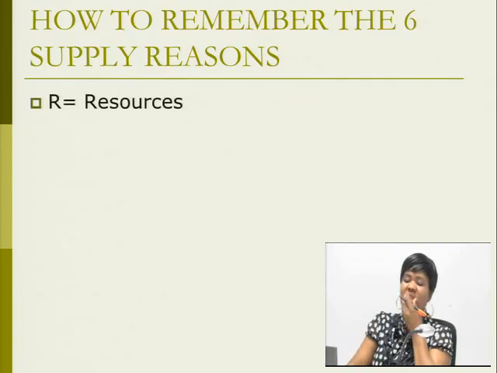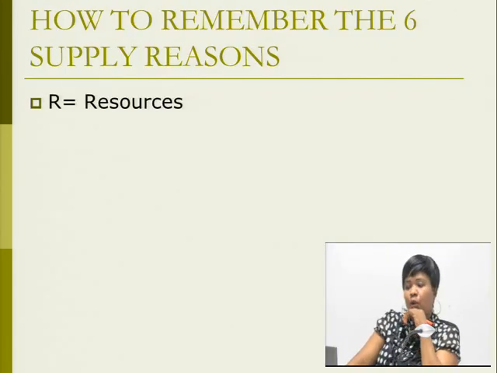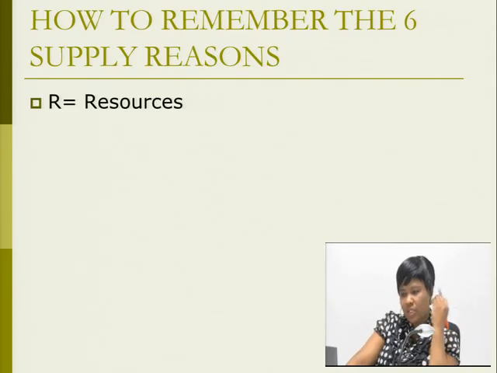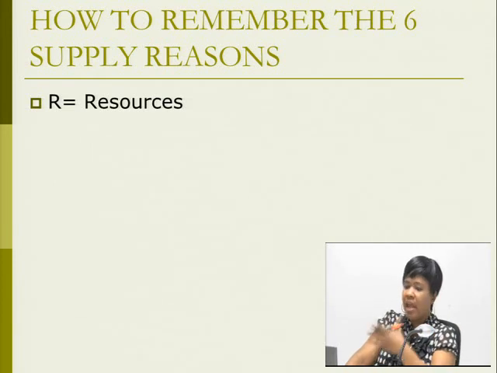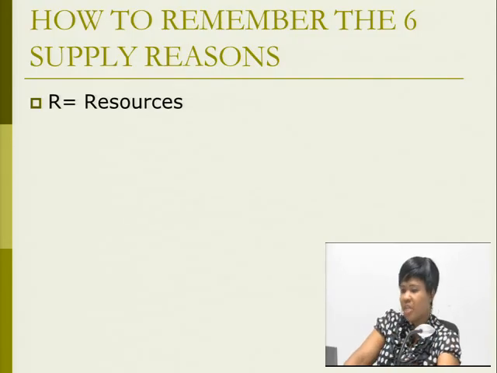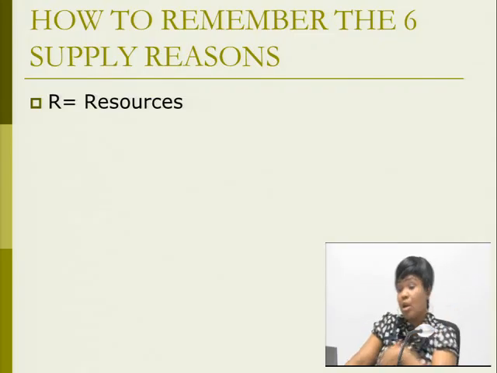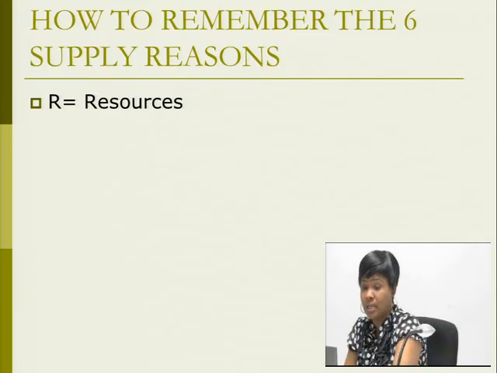Firstly, we'll use R. R is for resources, meaning that our natural resources are not evenly distributed, like I have indicated earlier, that natural resources are not evenly spread throughout. Therefore, you might find that country A does have a lot of resources, while country B does not have those resources, therefore it will trade with another country in that instance.